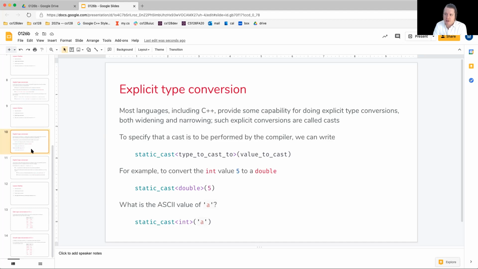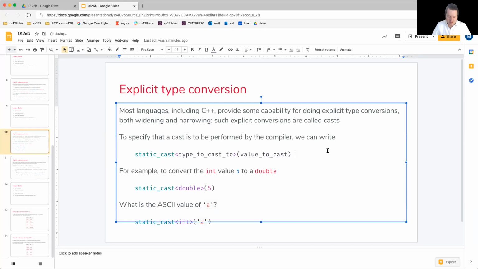and such explicit conversions are also known as casts. So you probably heard that word quite frequently in your prior programming class, or maybe not. To specify that a cast is going to be performed by the compiler, we're going to use a C++ cast to do this. So you might have seen something like the C style cast. We're avoiding those. In this class, we're expecting you to follow this approach here.